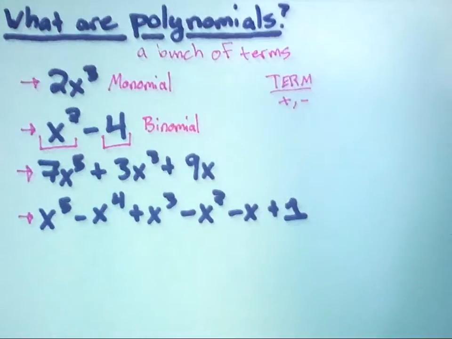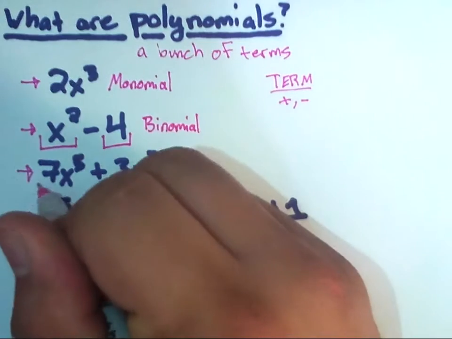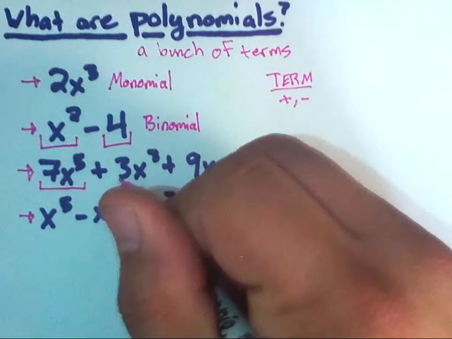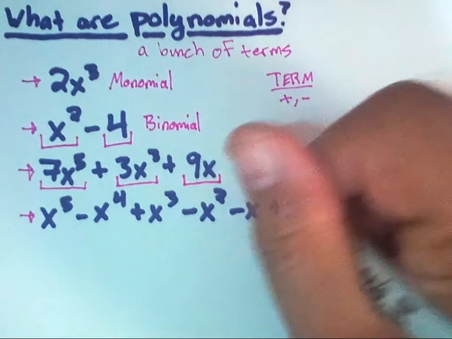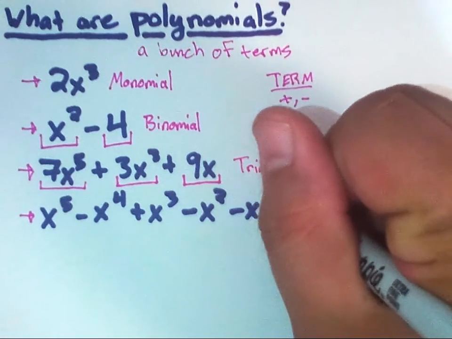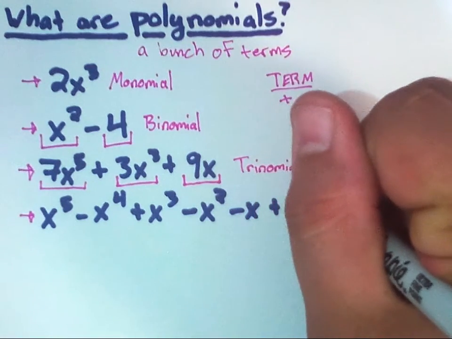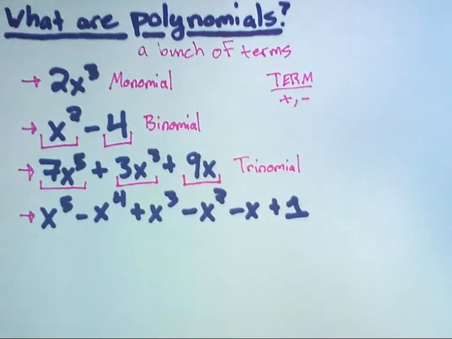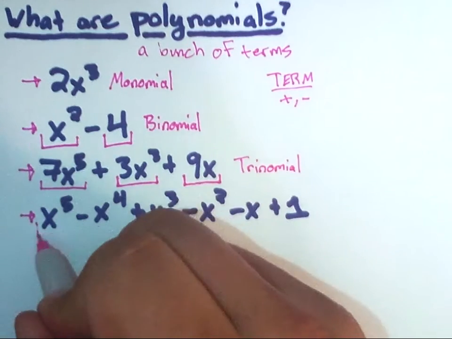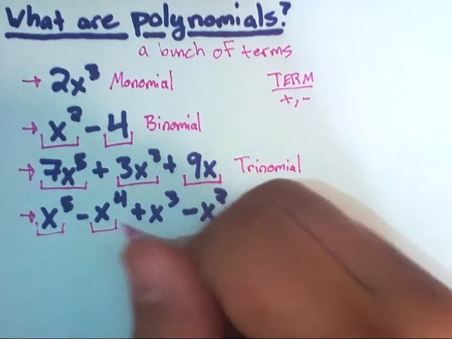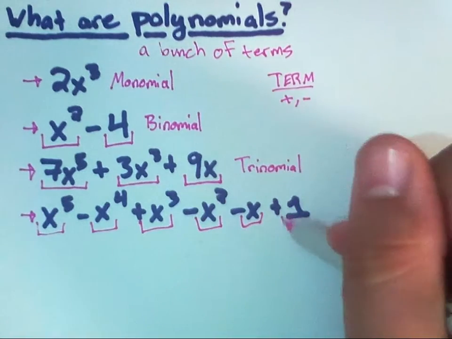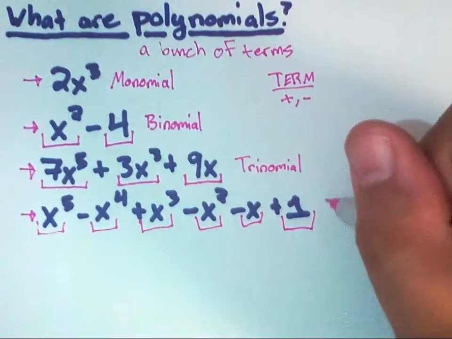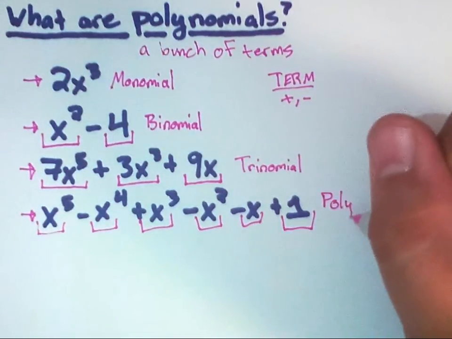And in the third example, well, if that was 1 and that's 2, this is most likely going to be 3 because we have two addition signs separating this. And this would be a trinomial. And now anything bigger than 3, so for instance we have in this example 1, 2, 3, 4, 5, 6 terms. Anything bigger than 3 we just call a polynomial.